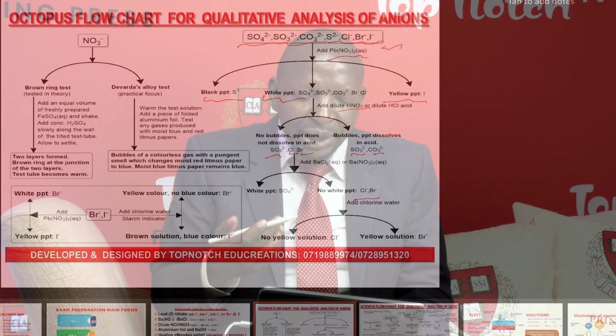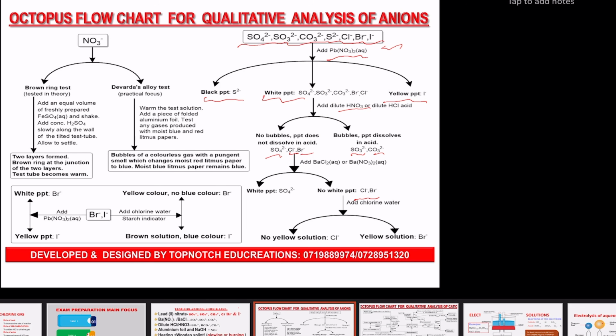You add chlorine water to bring about the concept of displacement. So if there are bromide ions and you add chlorine water, the chlorine will displace the bromide ions to form bromine liquid, which dissolves in the resulting solution, giving bromine water, which appears as a yellow solution. So you can say yellow solution formed, bromide ions; no yellow solution, chloride ions.